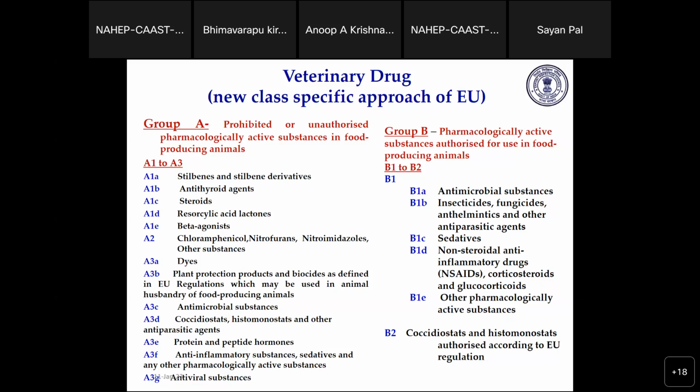You can see most of these compounds are covered. Many of the antimicrobials are covered. There are some steroids and stilbenes, and there are antiviral substances also. When it comes to group B, again you can see some antimicrobial substances, and other pharmacologically active substances are also covered in this classification.